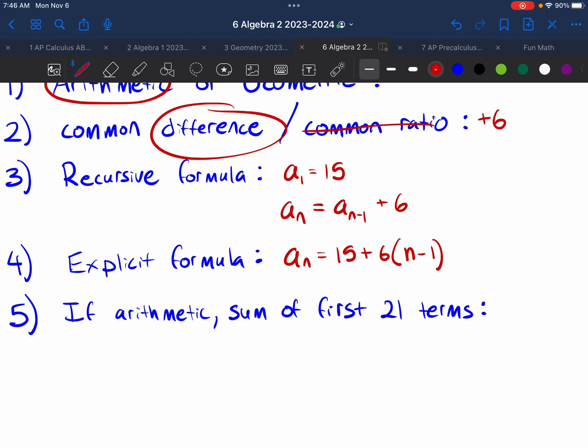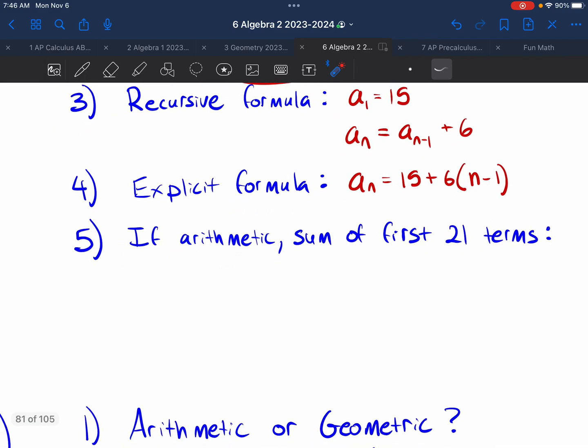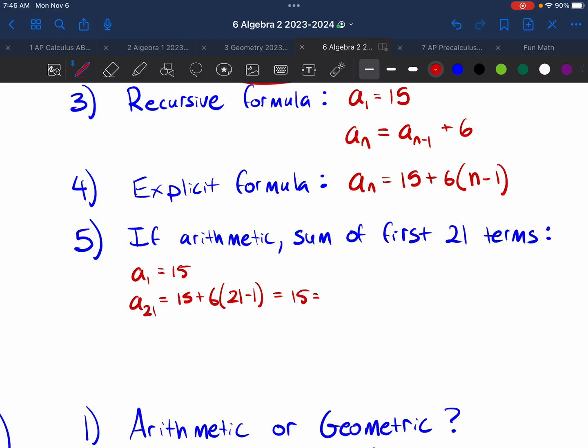All right, this is, again, an arithmetic sequence, so we are going to add the first 21 terms. So here we go. We need the first term, and we need the last term. The first term we have, the first term is 15. We do not have the last term, so we're going to use our explicit formula to jump straight to term 21. We're going to say this is 15 plus 6 times, in this case, n is 21 minus 1. I can do that pretty quickly without a calculator. This is 15 plus 6 times 20.